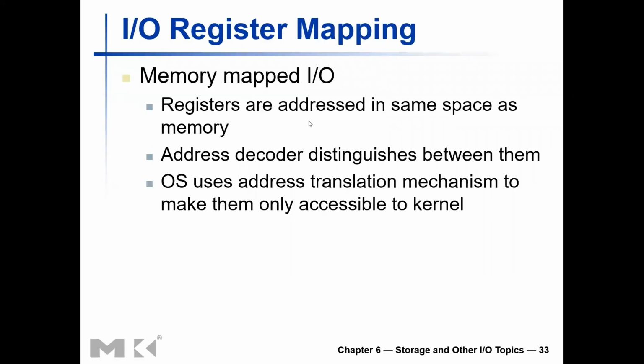So we have memory mapped I/O. Registers are addressed in the same space as the memory. Address decoder distinguishes between them. OS uses address translation mechanism to make them only accessible to kernel. Okay, memory mapped I/O. So we reserve some addresses for I/O. If you have 8 lines, you have the possibility of addressing 256. Maybe you will have only 128 locations reserved for memory, and you can leave the 128 for I/O.